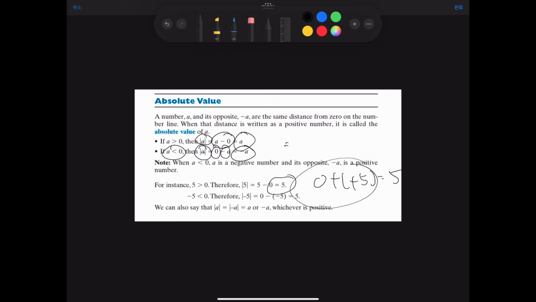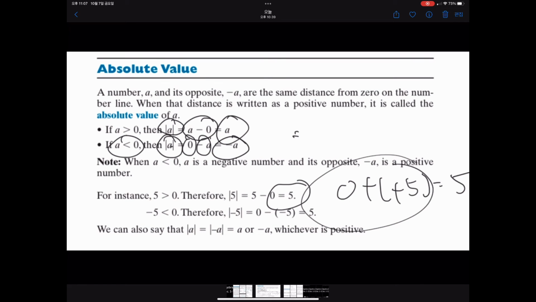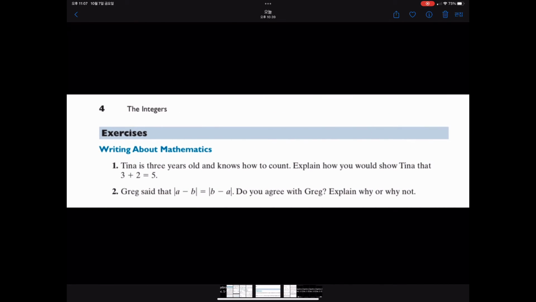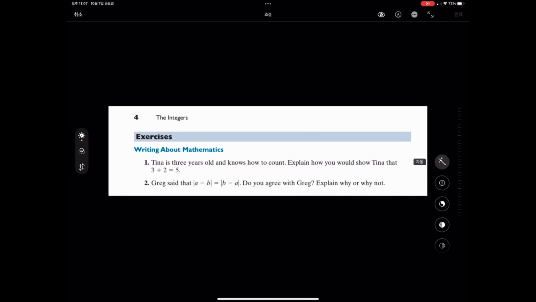We can also say that the absolute value of a number equals the absolute value of a negative number, which results in the same positive number. And something in an absolute value would never equal a negative number. So let's try these equations right now.